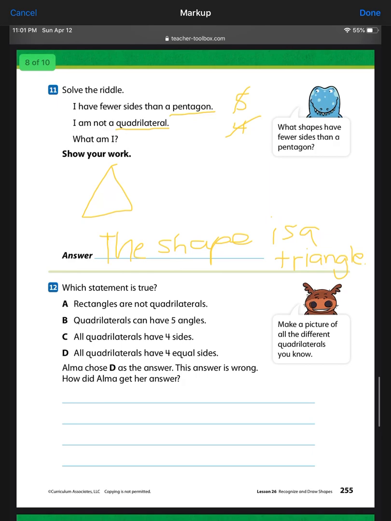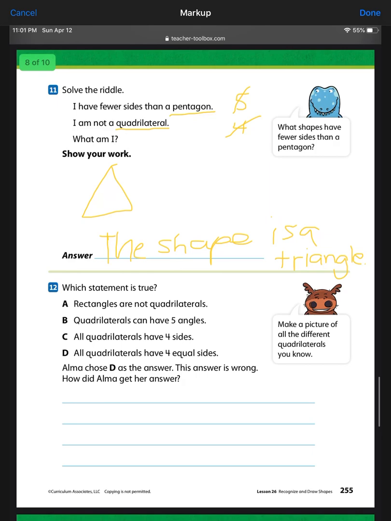All right, number 12. Which statement is true? A, rectangles are not quadrilaterals. B, quadrilaterals can have 5 angles. C, all quadrilaterals have 4 sides. D, all quadrilaterals have 4 equal sides. All right, so let's figure out which statement is true first. The little moose says, make a picture of all the different quadrilaterals you know. Okay, we could do that.